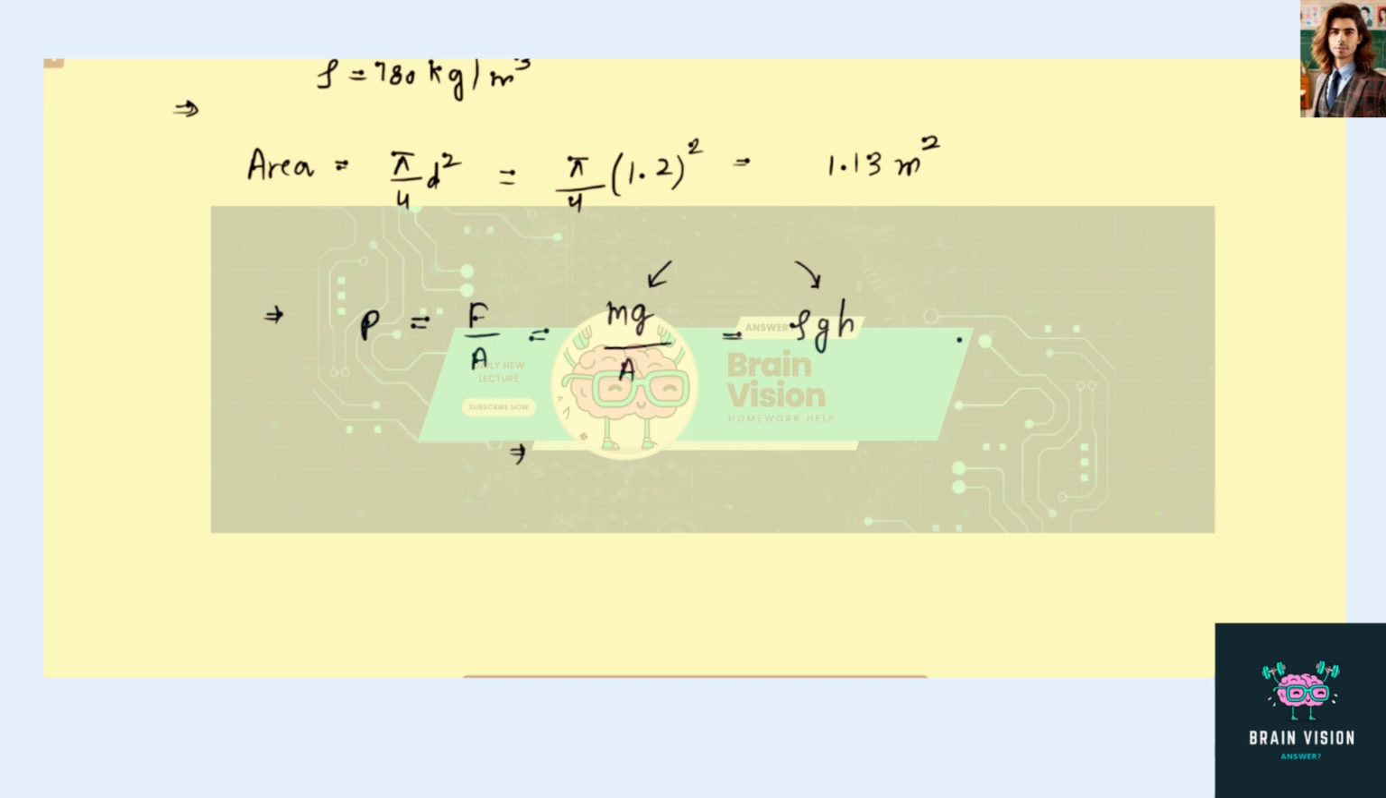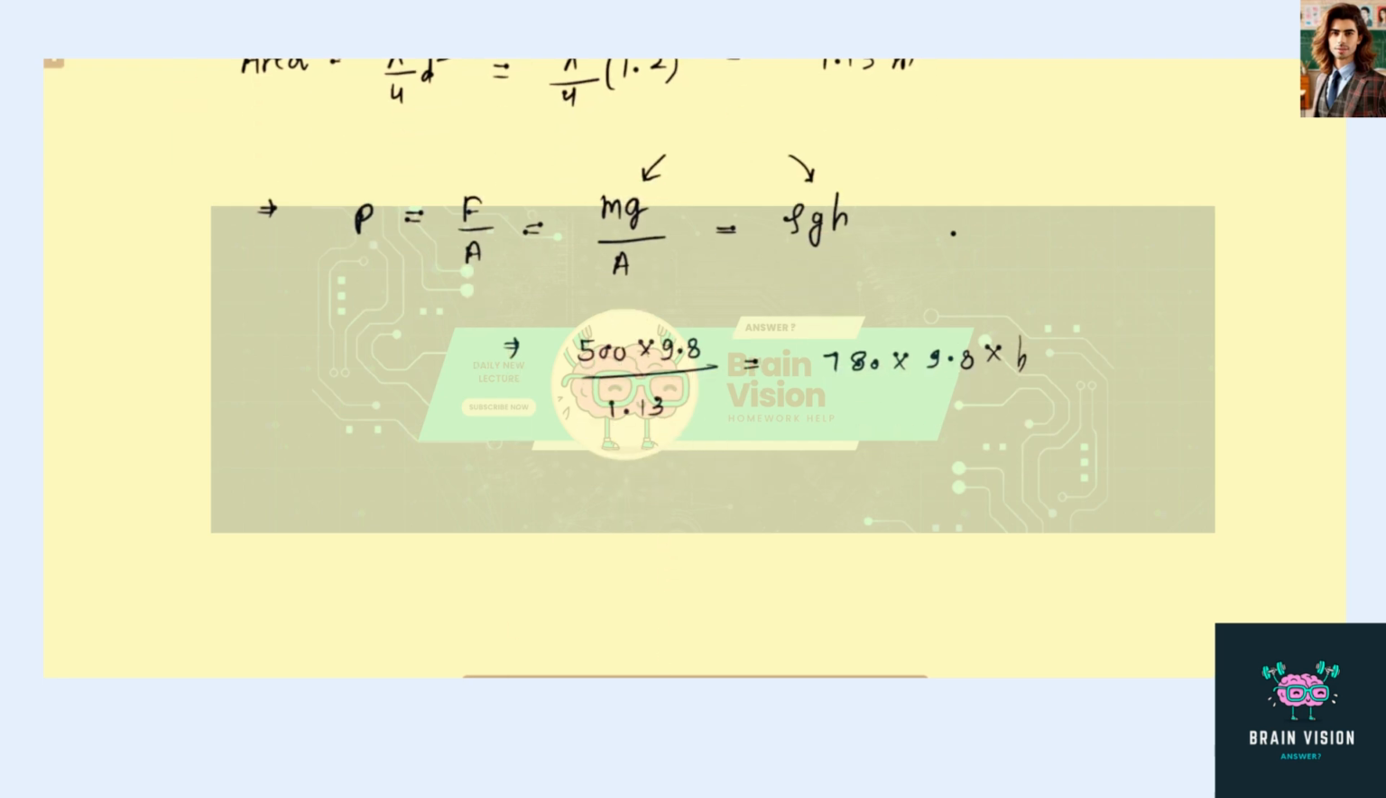So let us equate these two. We get 500 multiplied by 9.8 divided by 1.13 equals 780 multiplied by 9.8 into h. So the height h comes out to be 56.567 meter, or equals 56.7 centimeters.